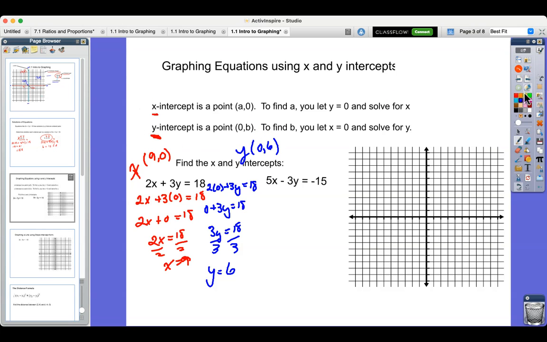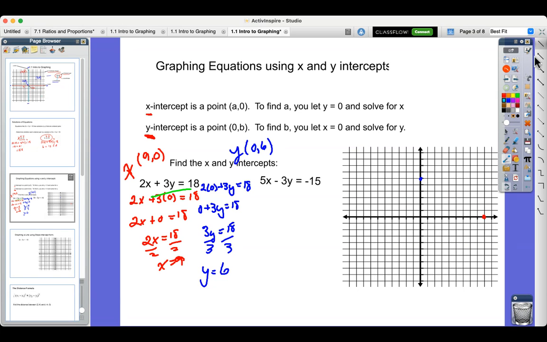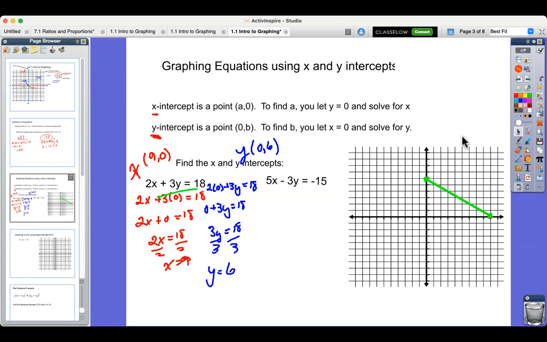Now when we graph this, we're going to make this equation green. We graph these points first. So (9, 0): 1, 2, 3, 4, 5, 6, 7, 8, 9. That's (9, 0). And then 0 on the x-axis and 6 on the y: 1, 2, 3, 4, 5, 6. Good. Now for the line, I'm going to pick a line with arrows, and we'll make it green. We go from the y-intercept to the x-intercept, and bam, that is the graph for this equation.